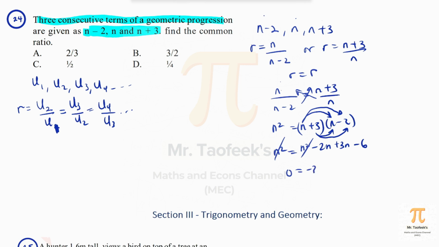0 is equal to minus 2n plus 3n minus 6, which is, if I bring my minus 6 to the other side, becomes 6. Minus 2 plus 3 becomes 1. So n is equal to 6. So if n is equal to 6, that's not my answer. That's not the answer to the question.